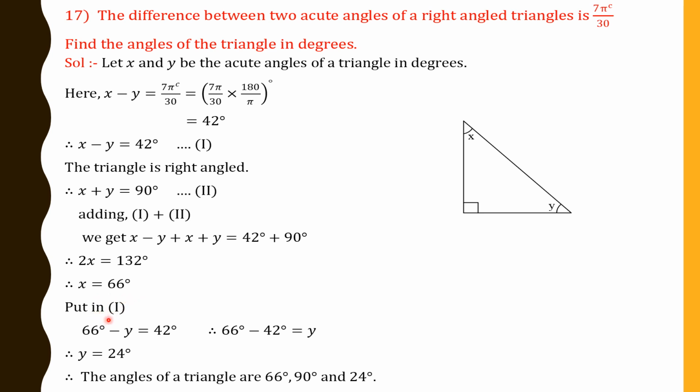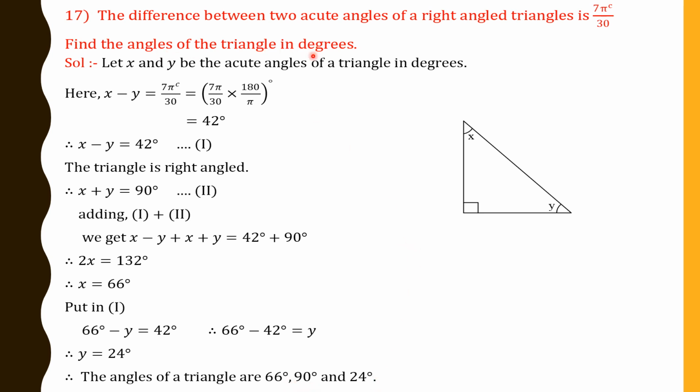Put in equation 1. Here is 66 degree minus y equal to 42 degree. 42 degree take on LHS and minus y take on RHS. Then 66 degree minus 42 degree equal to y. Therefore y equal to 66 degree minus 42 degree is 24 degree. Therefore the angles of a triangle are 66 degree, 90 degree and 24 degree.